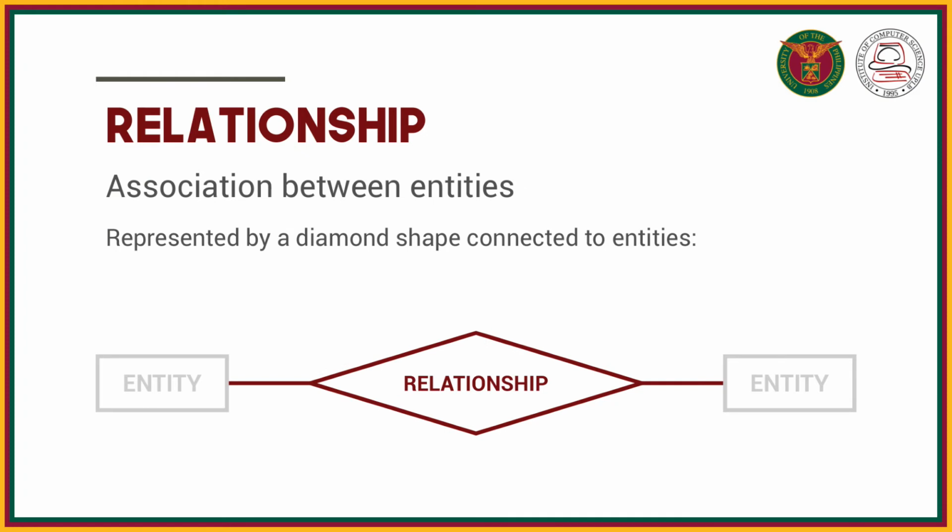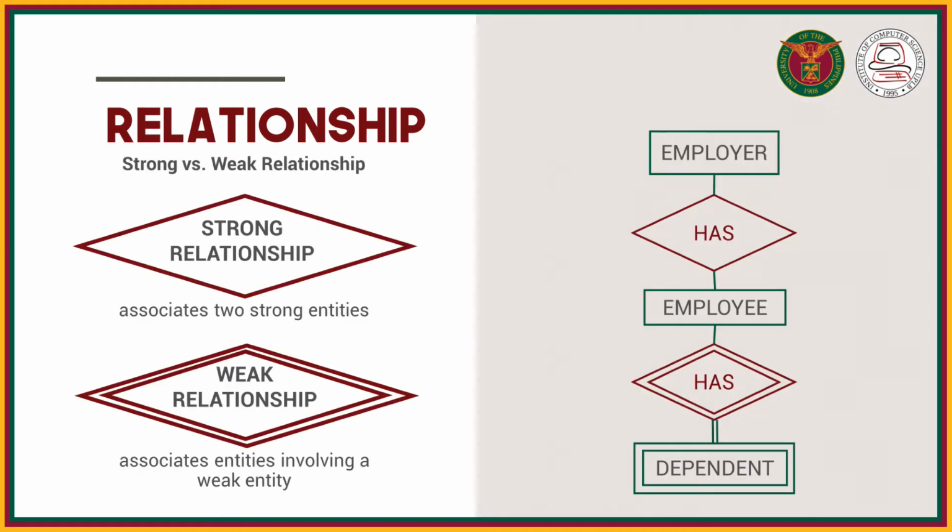The last component that will complete our ERD are the relationships. It shows association between entities and is represented by a diamond shape connected to the entities. It is not required that all entities are connected to one another. Only those entities with a relationship with each other are given association. For example, an employee has an employer, and an employee has a dependent. As you may recall from our previous example, dependent is a weak entity, so it is represented as a double rectangle. In relationship, we also have two types, strong relationship and weak relationship.